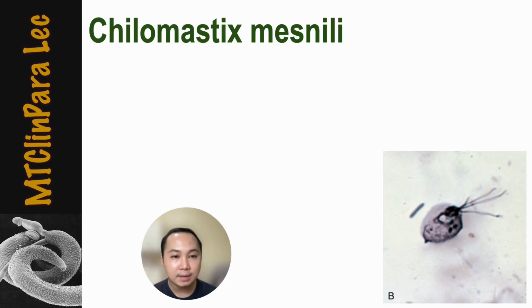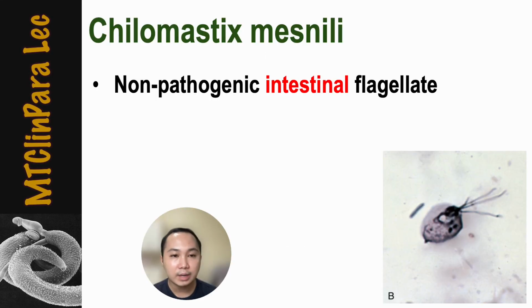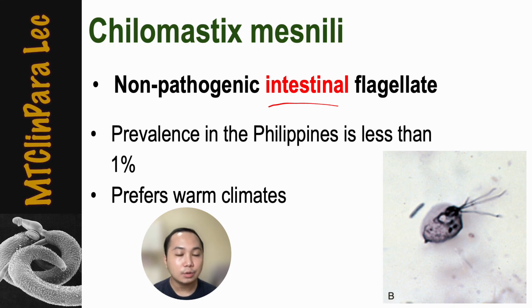So your Chilomastix mesnili is very different in a way that this is an intestinal flagellate that usually has two morphological forms, the regular cyst form and the regular trophozoite form. The prevalence rate here in the Philippines is less than 1%, and it prefers warm climates to propagate their species.